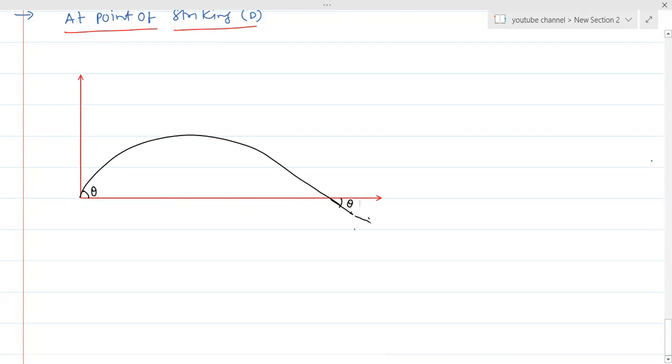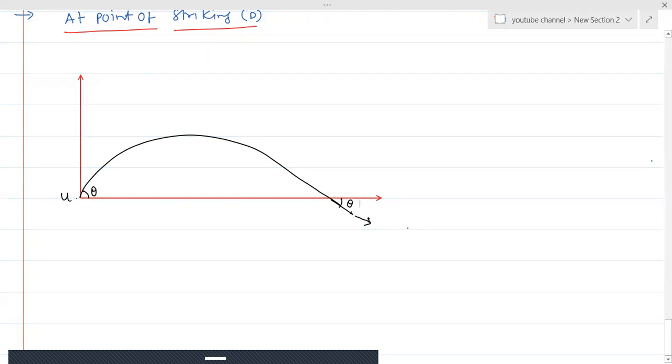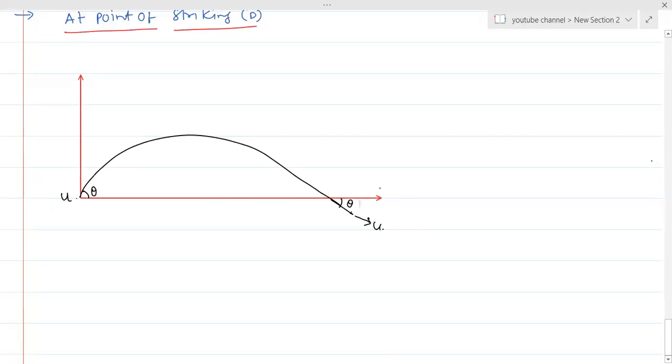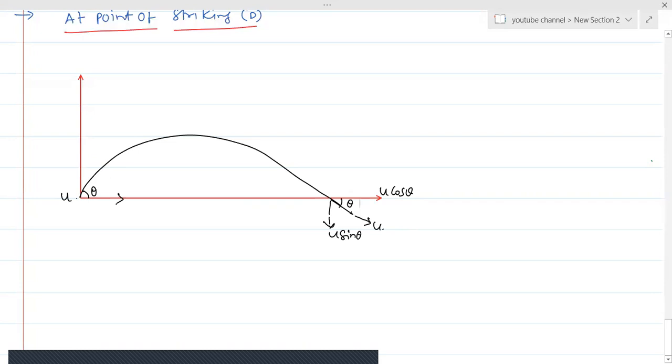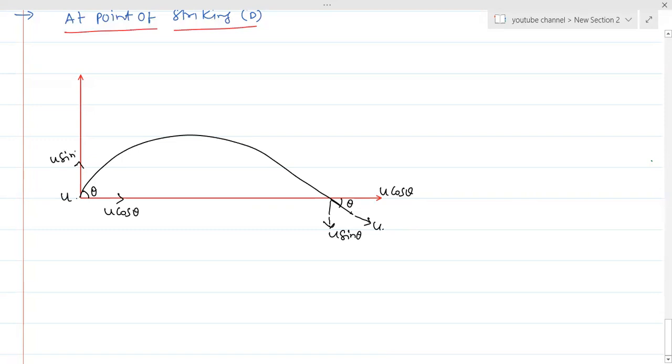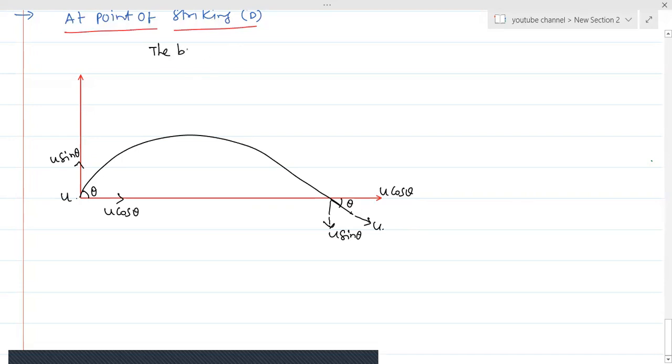In this discussion, suppose you are projecting a body with a speed u. Here also we have the same speed, and we will take the initial components as u cos theta and u sin theta. So at the point of striking, the first important point is the body reaches the ground.